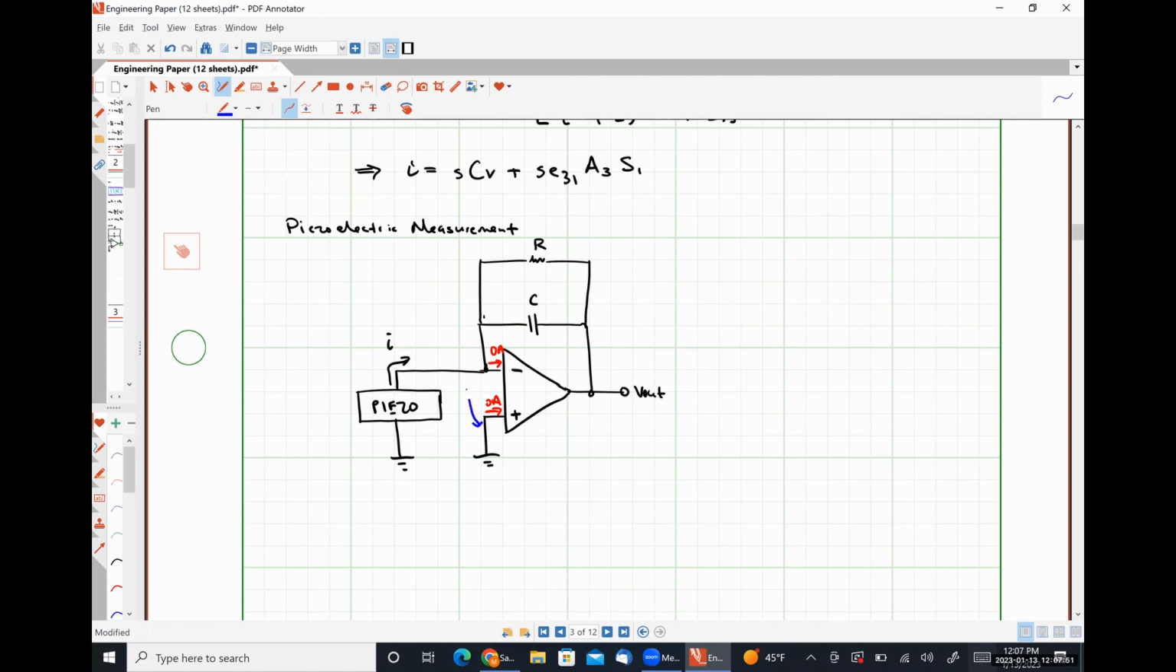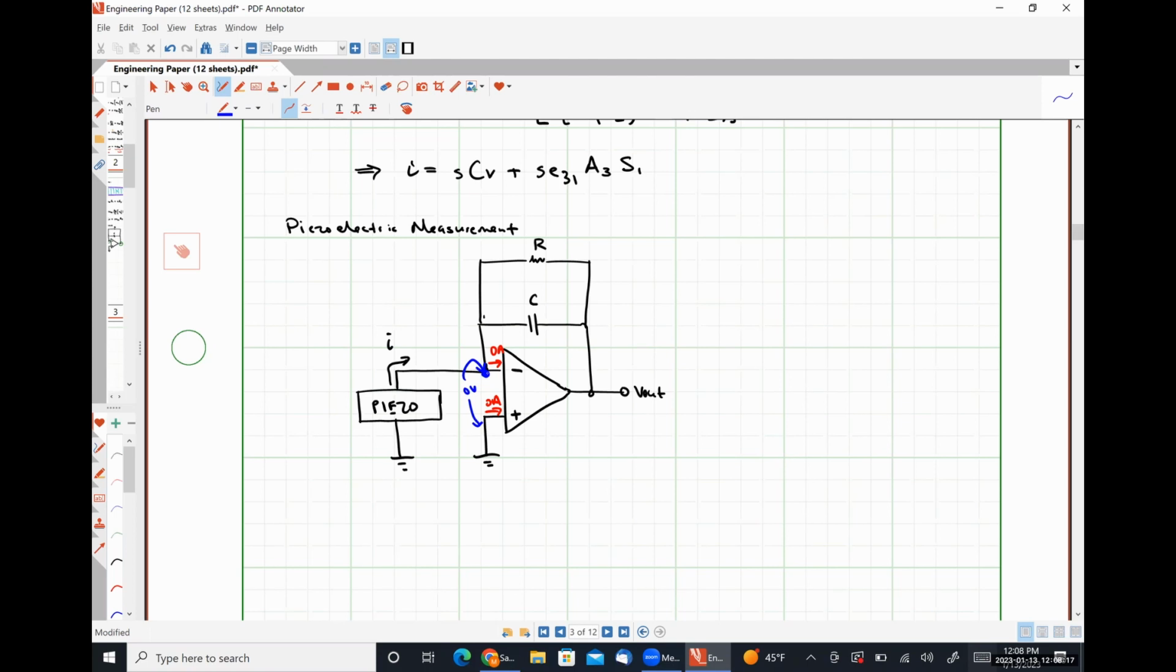Since this voltage is 0 volts because it's connected to ground, this voltage at this node right here must also be 0 volts, because the voltage present at the inverting input terminal has to be the same as the voltage present at the non-inverting input terminal for a negative feedback ideal op-amp, and it'll be very close to 0 for a real op-amp. Okay.